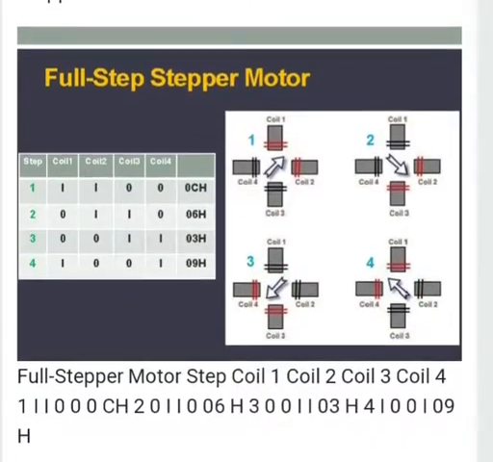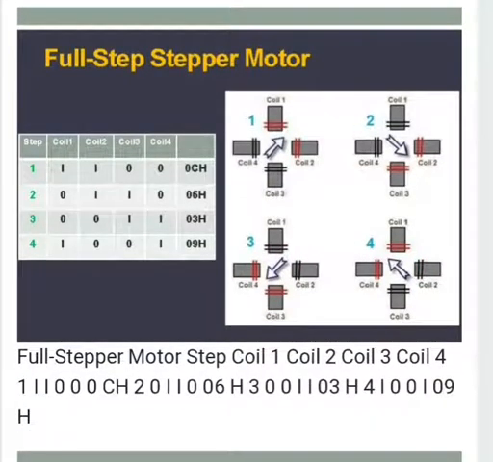Now this is a full stepper motor. For full step at a time, logic one is given to the two coils.